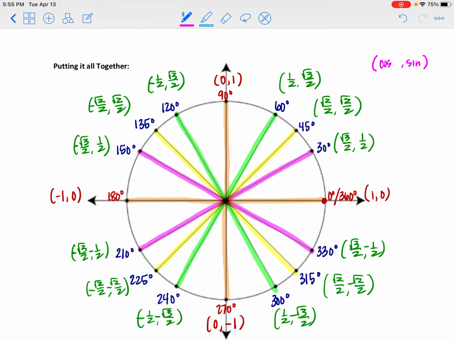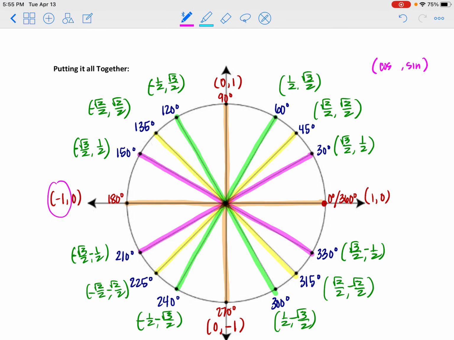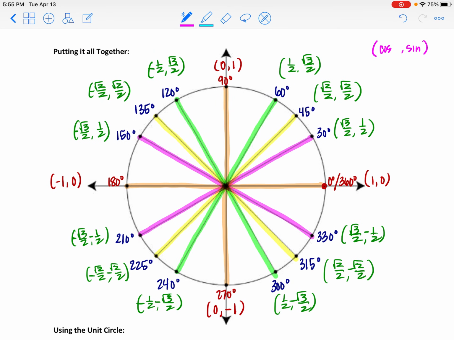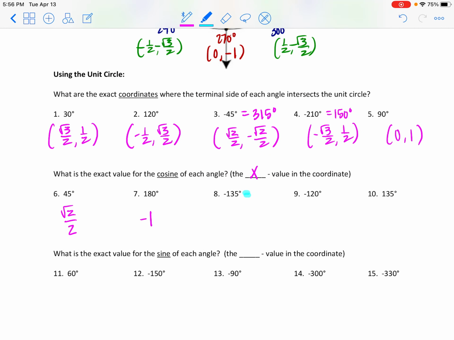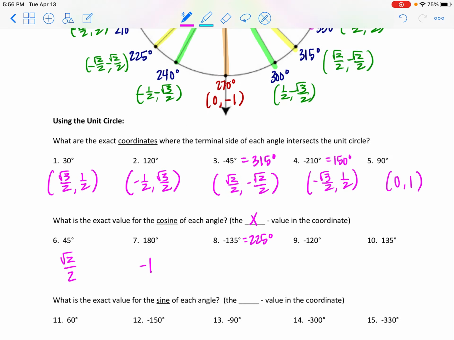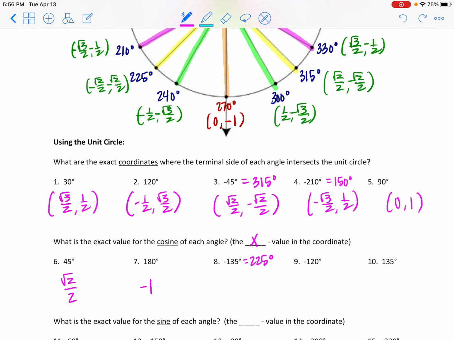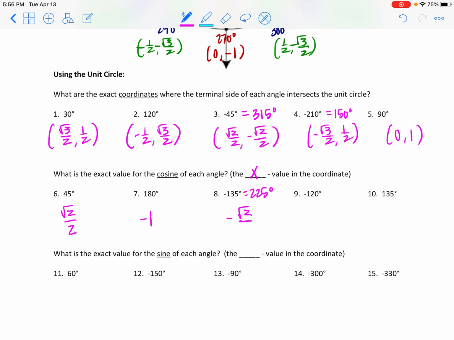Or the cosine for 180. So I go to 180, pick out the x value. Cosine for 180 is negative 1. Or what's the cosine for negative 135? So we have to figure out where that is. Positive 135, I go a quarter, and then I go 2. So negative is going to go a quarter, and then 2. That's going to be 225. So that's coterminal with 225 degrees. So negative 135, 225 are the same spot. And at 225, what's my cosine? It's negative radical 2 over 2.